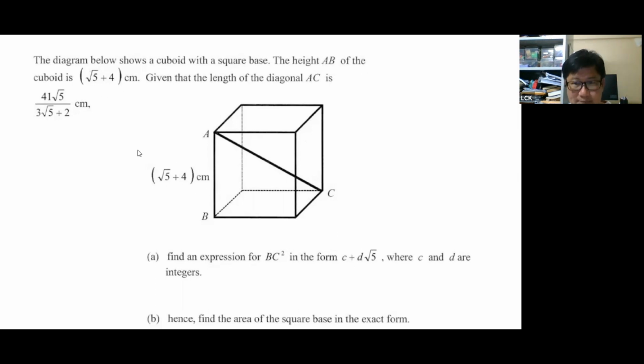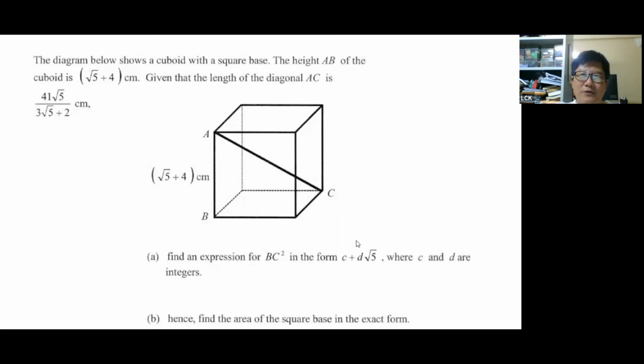This is your height. And given that the length of the diagonal AC, this one going across the cuboid here, the line going across the cuboid, is 41 square root 5 divided by 3 square root 5 plus 2. This is the length of this line here.